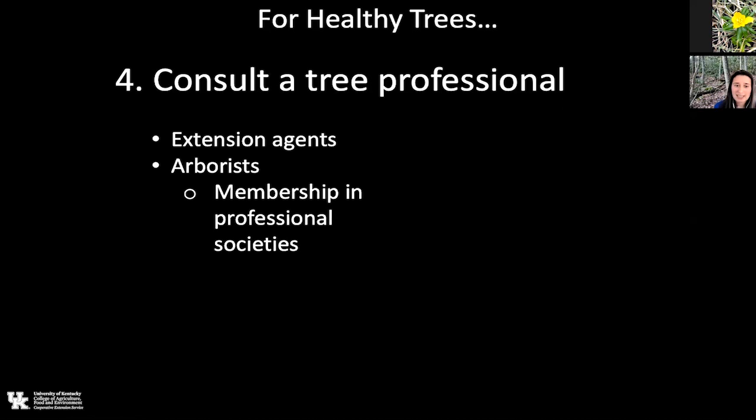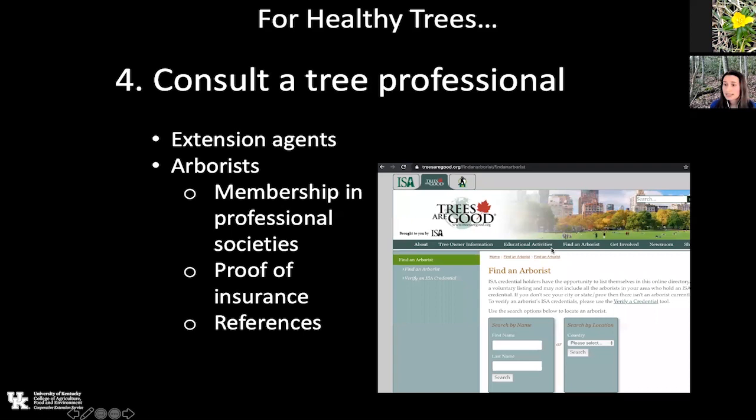If you're shopping around for an arborist, I'd recommend you look for a membership in professional societies. The International Society of Arboriculture, ISA, is the main one. Look for proof of insurance, and look for references that any good arborist would be able to provide you. The ISA actually has a website where you can put in your zip code and find all of the certified arborists in your area, which is pretty cool. So I just wanted to point you towards that resource, at Trees Are Good, find an arborist.